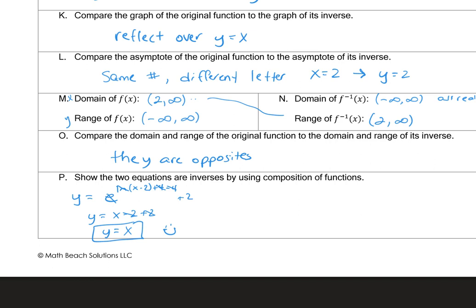And that is everything. That's all the things about inverses. So if you have any questions, just let me know, and we're going to try a few examples of this.